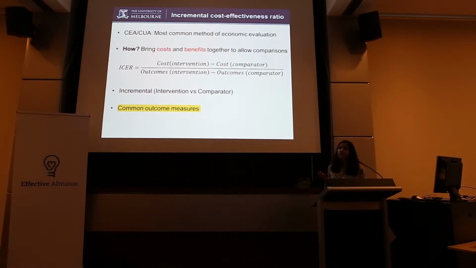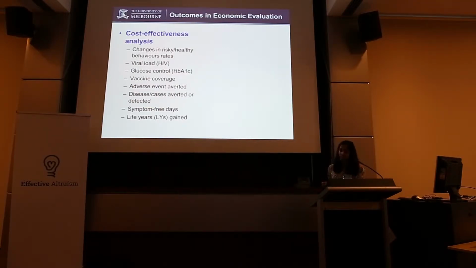The second thing I want to note is that in the numerator, it's quite easy to think about subtracting out costs, dollars from dollars. But in the denominator, if we think about subtracting out outcomes, we need to make sure that we have a common outcome measure. So we can't be comparing outcomes in terms of cases of depression averted, subtracting out cases of cancer averted. We can't just subtract those two out. So we always have to be talking in terms of a common outcome measure.